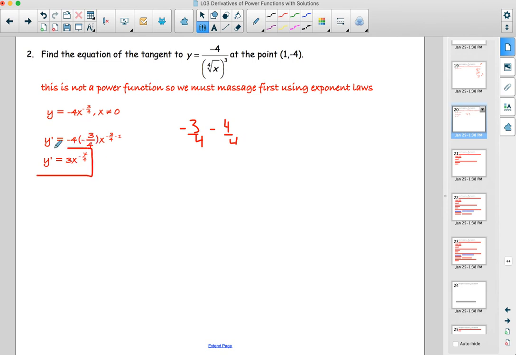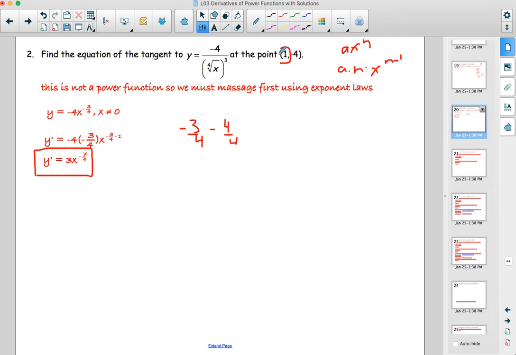So there's the derivative of that. If y is -4x to the -3/4, its derivative is 3 times x to the -7/4. Again, to find the derivative of a x to the n, it is a times n times x to the n minus 1. So multiply the constant by the old exponent, the new exponent, take 1 away from the old exponent. All right, now to find the equation of the tangent, we need the slope.